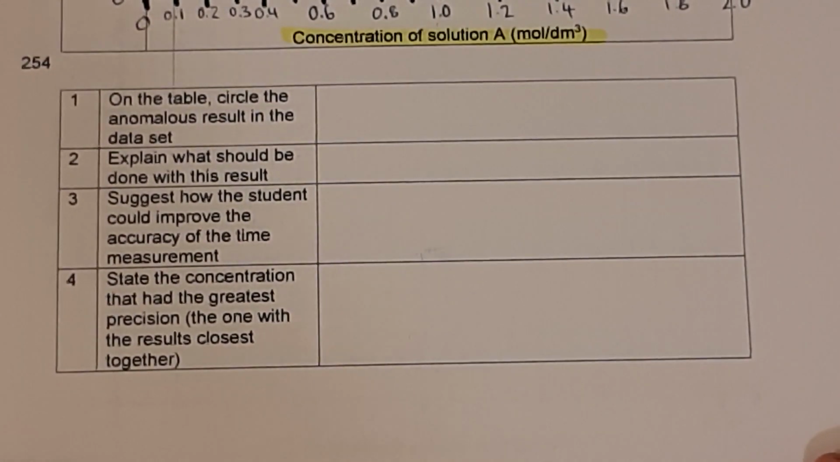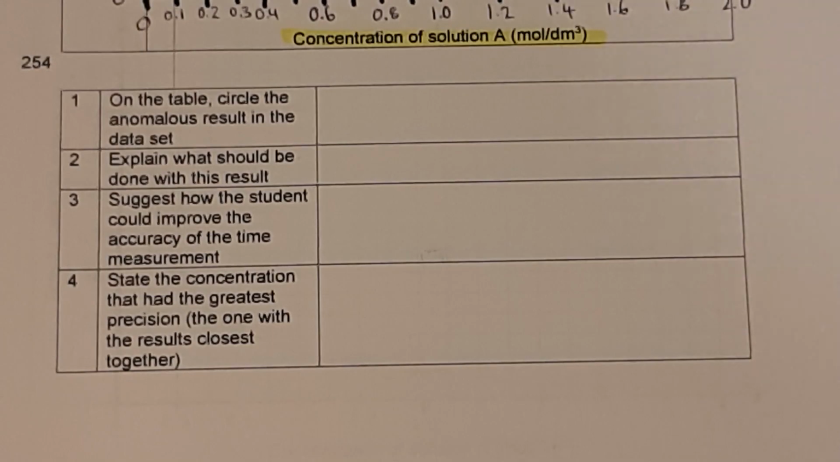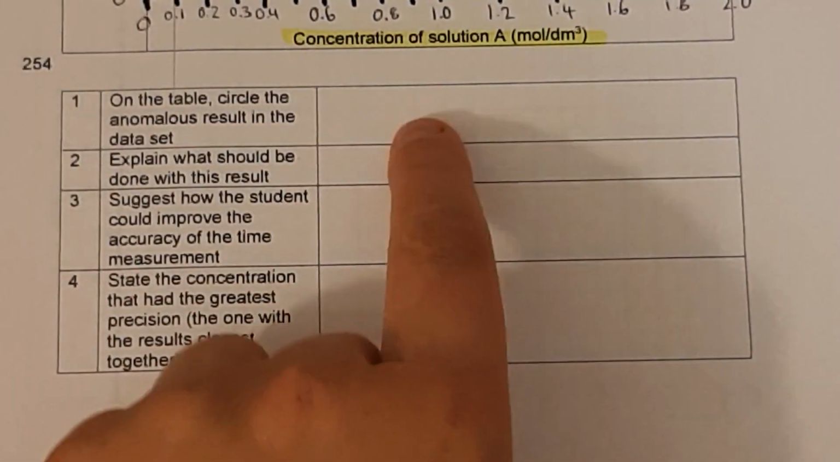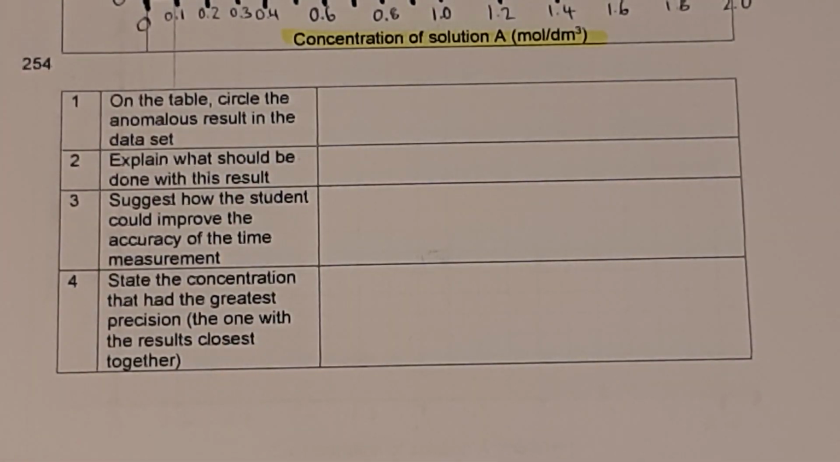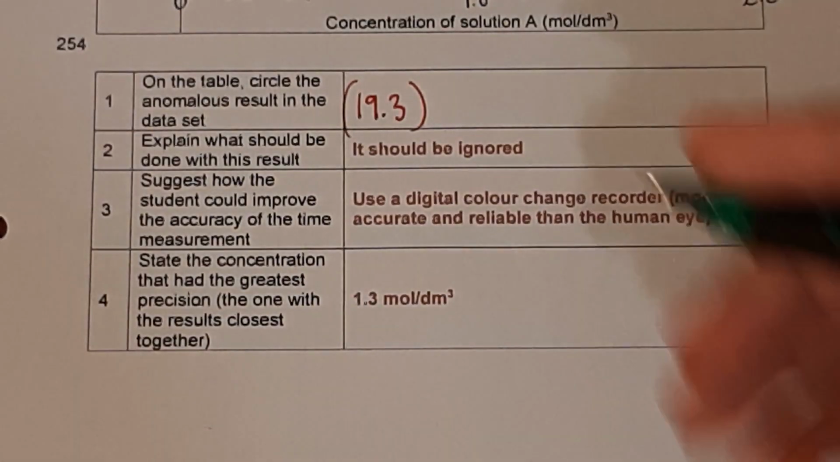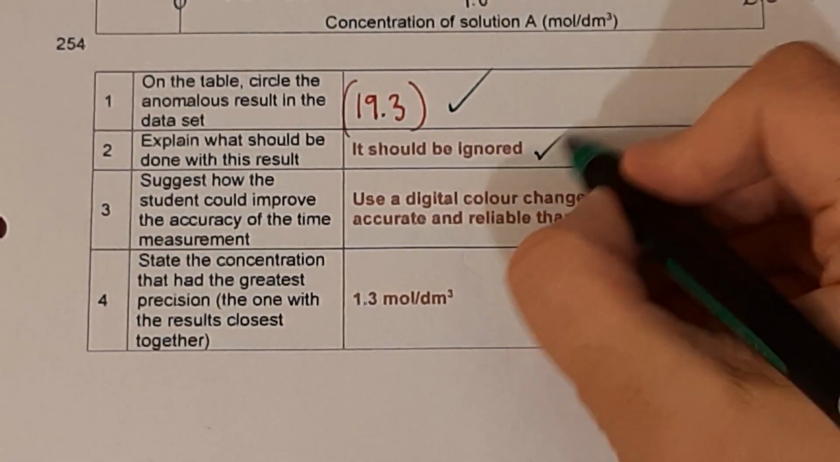So once you've done the graph, there are some questions beneath the graph. So it says on the table, circle the anomalous result in the data set. Well, we have already done that. It was 19.3. We circled it already. But hopefully you've identified what that was. So if you could pause the video whilst you answer the remaining questions, please. Okay, so let's go through those. So we've already marked this one as correct. Question 2, explain what should be done with this anomalous result. Well, we should ignore it or discount it.